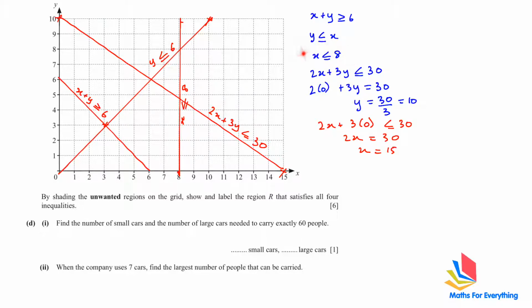This is the easiest one. When x is less than or equal to 8, this is less than or equal to 8. It means we don't want this part here. So we'll shade this part. So we have plotted and shaded this one.